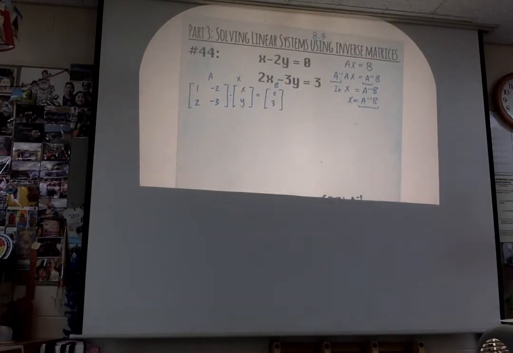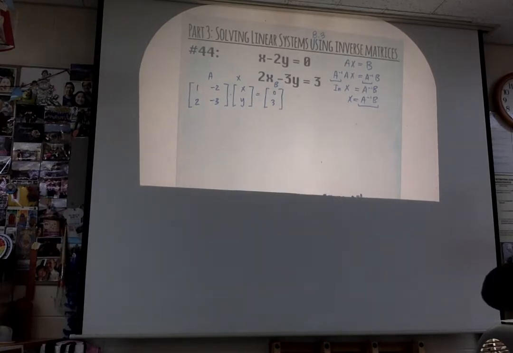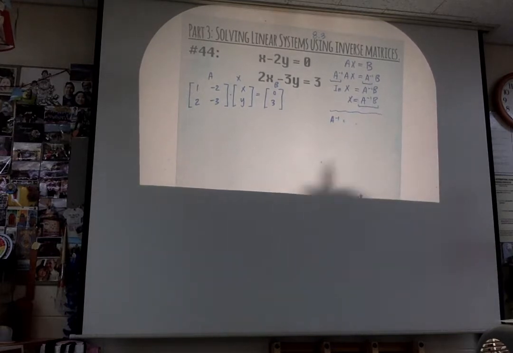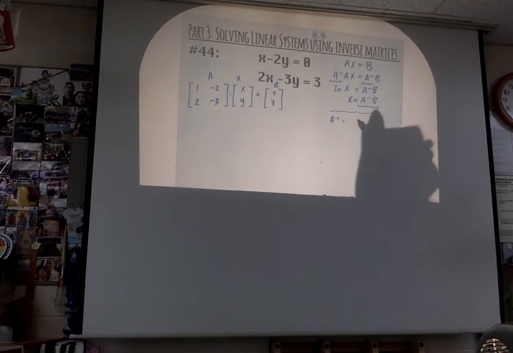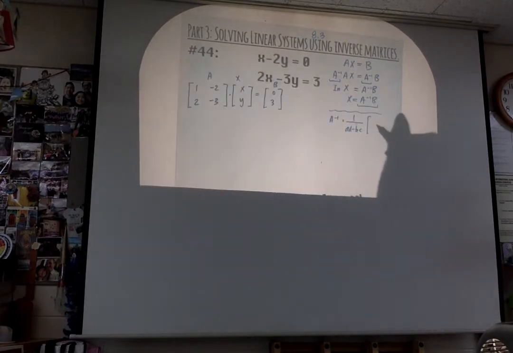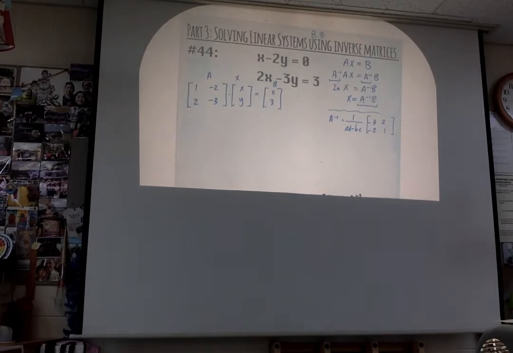Now, I first have to calculate my inverse, because I need it to be multiplied to both sides. So I'm going to go on the side here and calculate my inverse. Do you remember how? A inverse is equal to 1 over AD minus BC, and then you have to switch your variables. So it's negative 3, 1, 2, and negative 2. That's finding the determinant, basically.